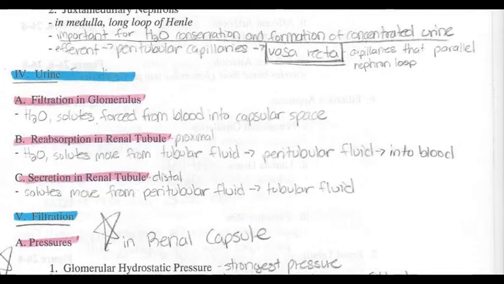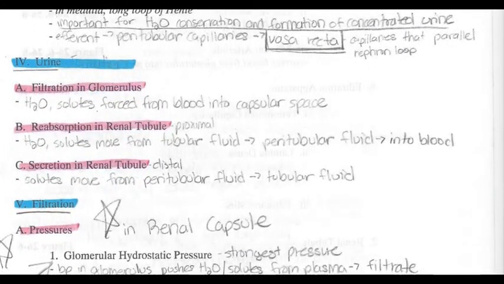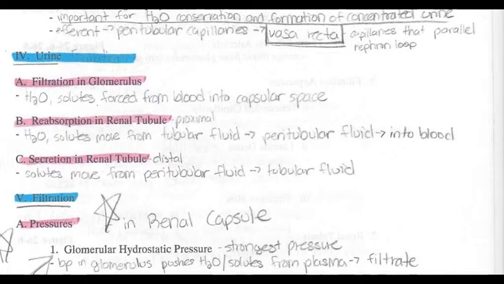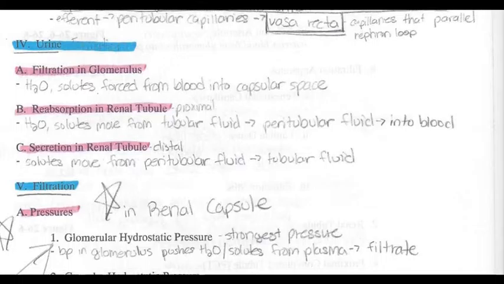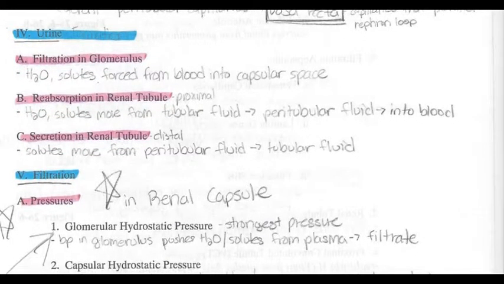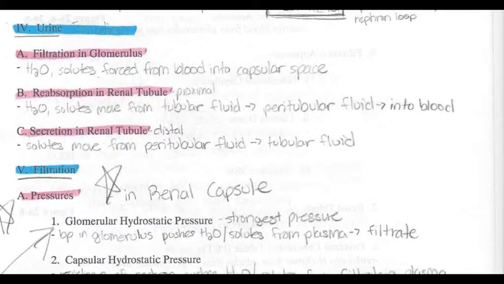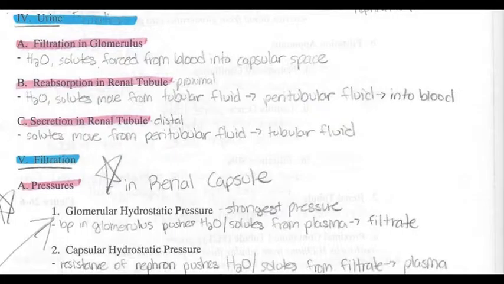nephron loop. Urine formation. A. Filtration in the glomerulus. Water and solutes are forced from blood into the capsular space. B. Reabsorption in the renal tubule. This occurs within the proximal section. Water and solutes move from tubular fluid to peritubular fluid and then into the bloodstream.